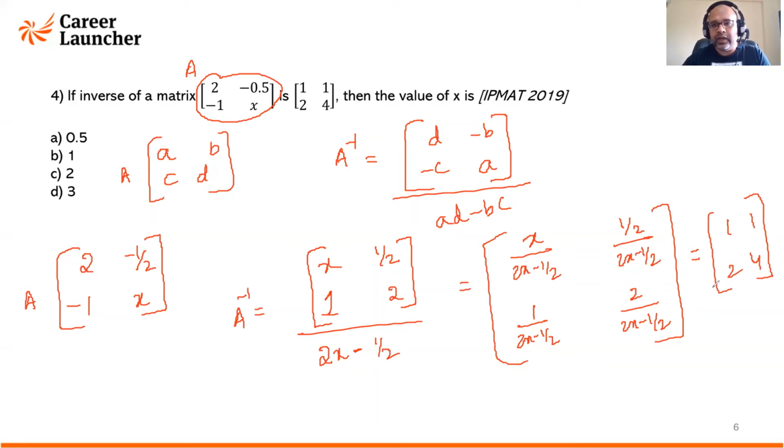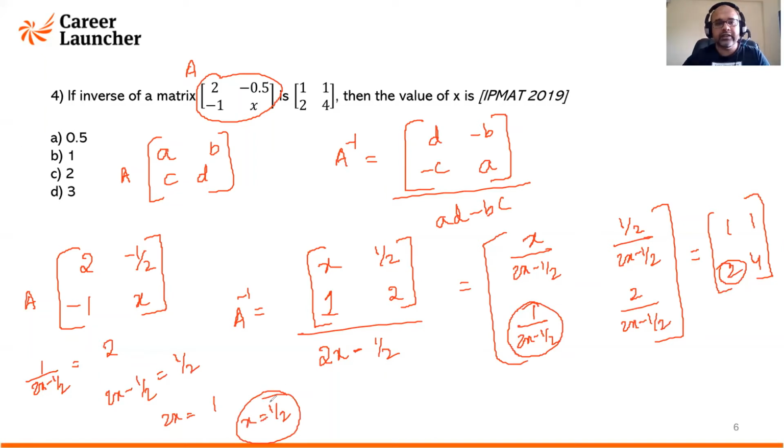If these two are equal, it means every element should be the same, meaning corresponding elements. So let me take these two and try to equate them. So if I take these two, 1 by 2x minus half should be equal to 2, or 2x minus half should be equal to 1 by 2. I take the inverse of them. So your 2x should be equal to 1, half plus half is 1, or x should be equal to half. So I got my answer of x as half, which is 0.5, option number A.